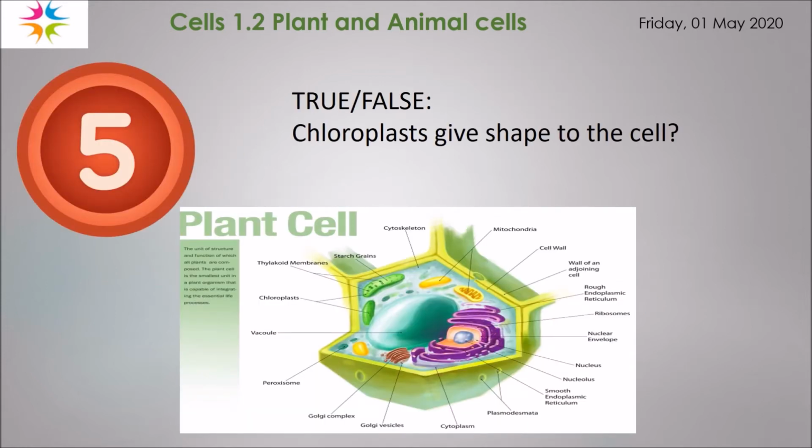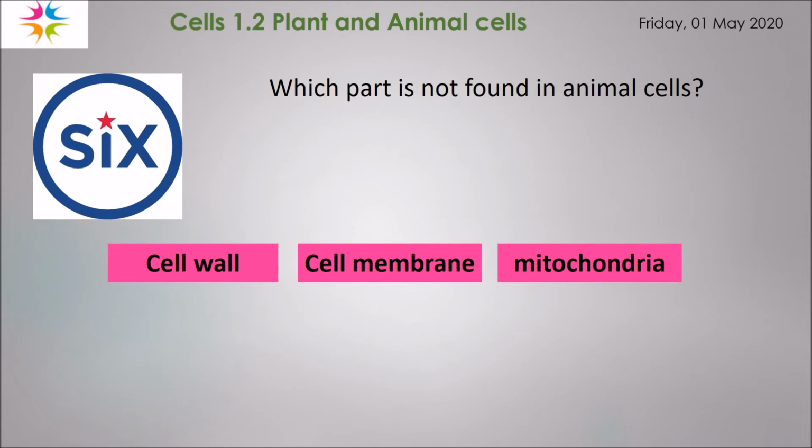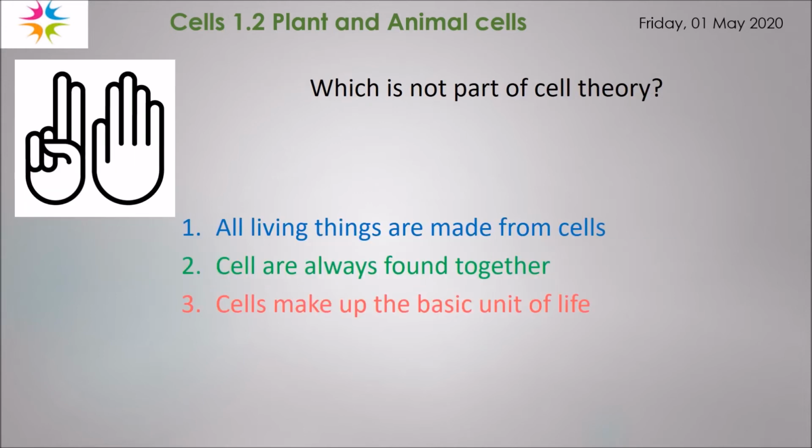Question 5. In a plant cell, do chloroplasts give shape to the cell? True or false? There's a bit of a clue in the picture. Question 6. Which part is not found in animal cells? The cell wall, the cell membrane, or mitochondria? Question number 7. Which is not part of cell theory? All living things are made from cells. Cells are always found together. Cells make up the basic unit of life.